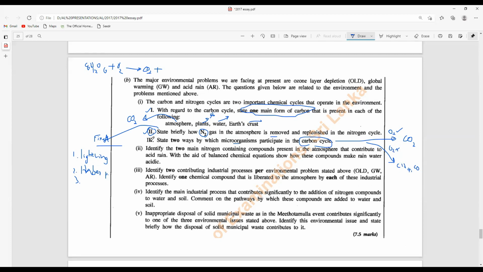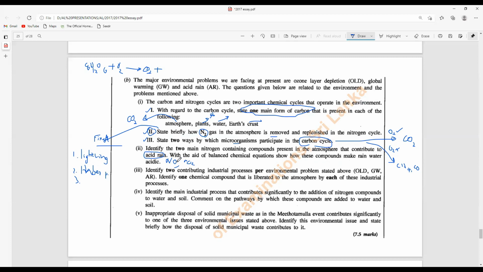Moving on. So this is about the cycle, a little bit of the cycle. Identify the two main nitrogen containing compounds present in the atmosphere that contribute to acid rain. So we have already discussed this many times. So this should be NO and NO2.